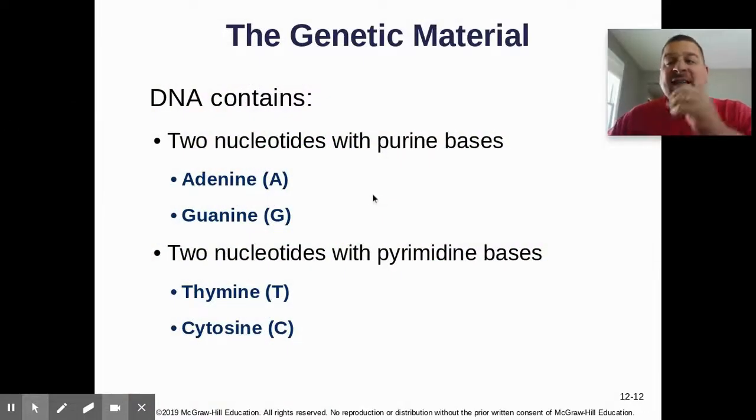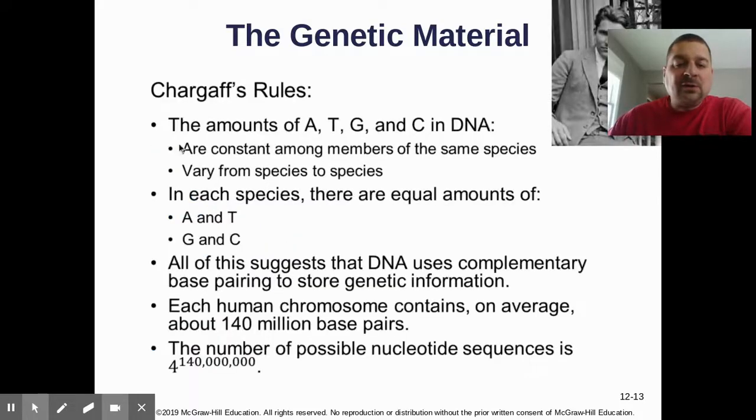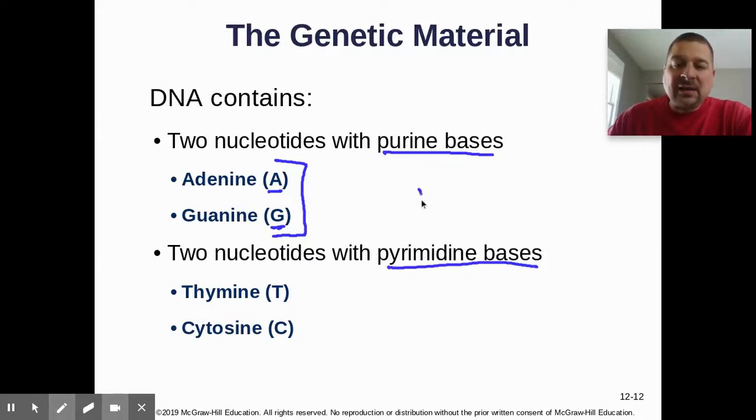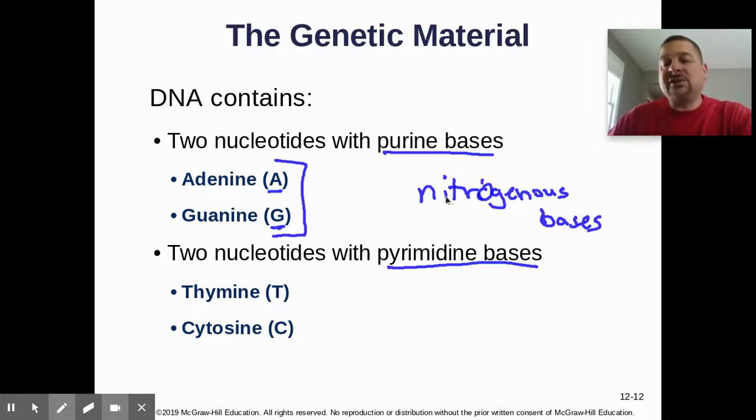Now, after Hershey and Chase had kind of proved that DNA was the genetic material, the race was on to figure out how it worked. Well, they figured out that there were two different types of nucleotides in the DNA. There are what we call purines, which are adenine and guanine, and we often abbreviate them A and G, and two nucleotides with pyrimidine bases. And by purine and pyrimidine, we're talking nitrogenous bases. And you'll see here in the structure on the next slide that there's nitrogen involved in that. And the pyrimidine bases were thymine and cytosine, T and C.